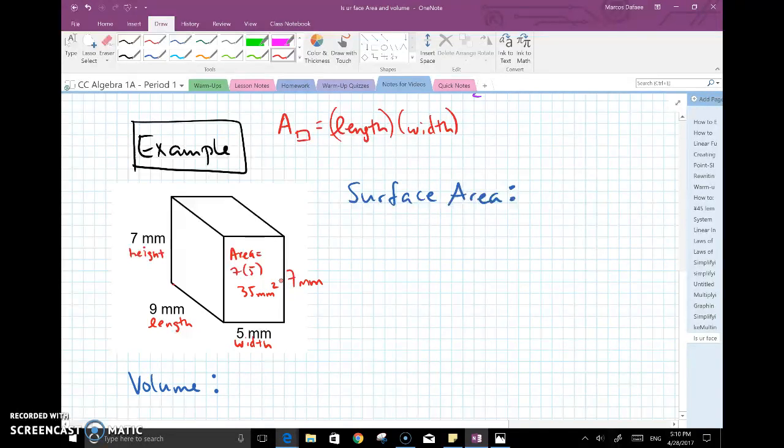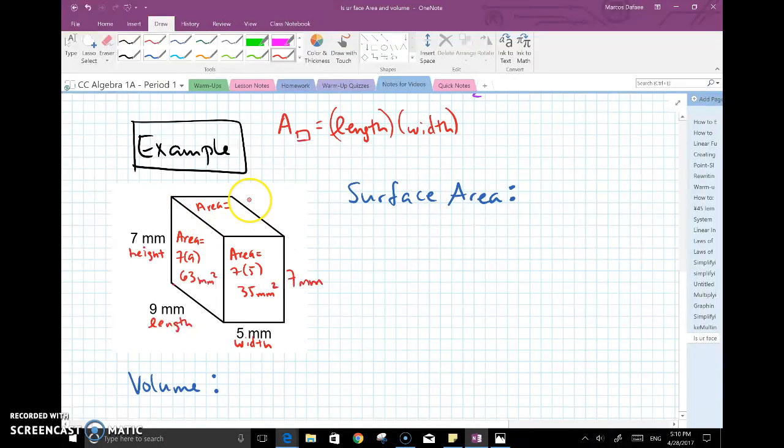Now I get the area of the other face. So the area of this face would be 7 times 9, which is 63 millimeters squared. Finally, get the area of the top surface. So the area of this would equal.